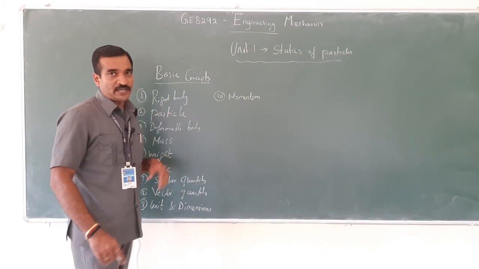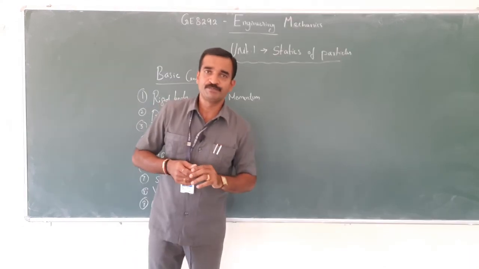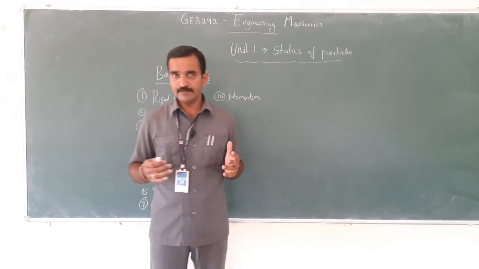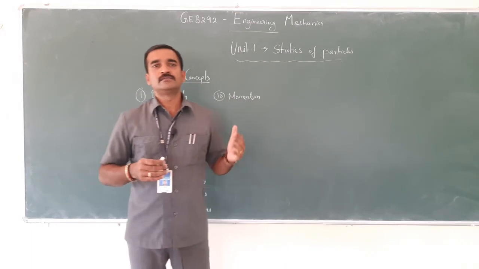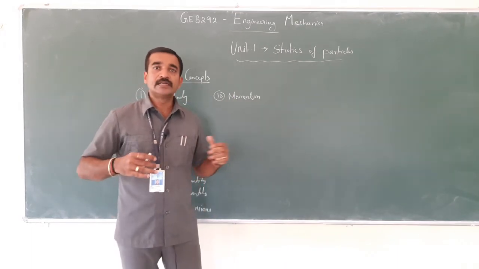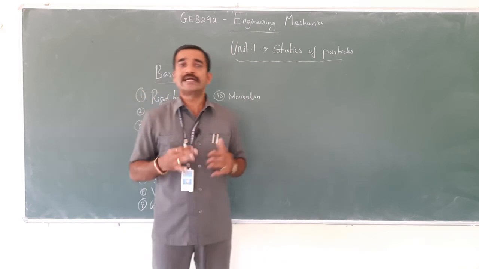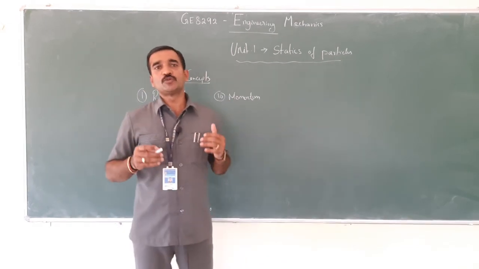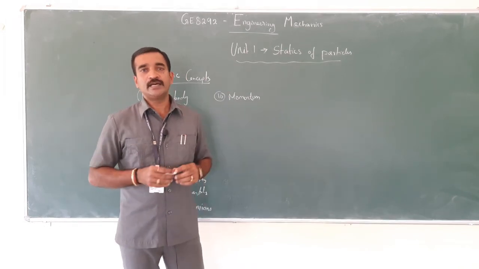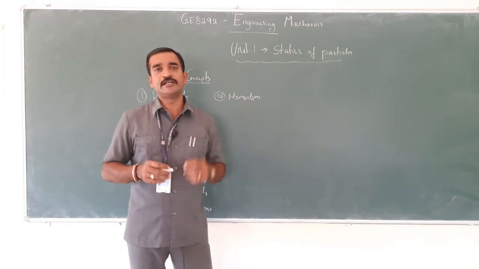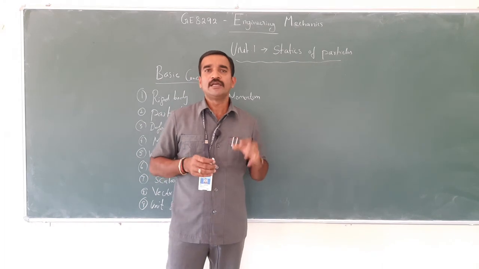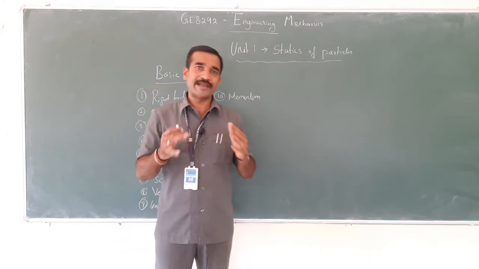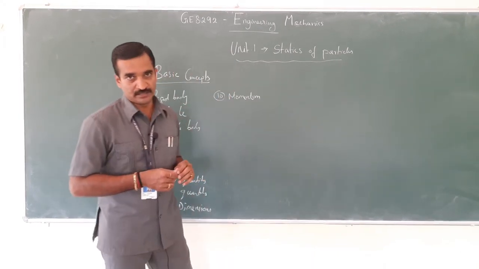Then particle. What do you mean by particle? A particle is defined as a body whose space and dimensions are considered negligible. The mass is assumed to be concentrated at a specified point. For example, a ball kept on the table is an ideal example of a particle.